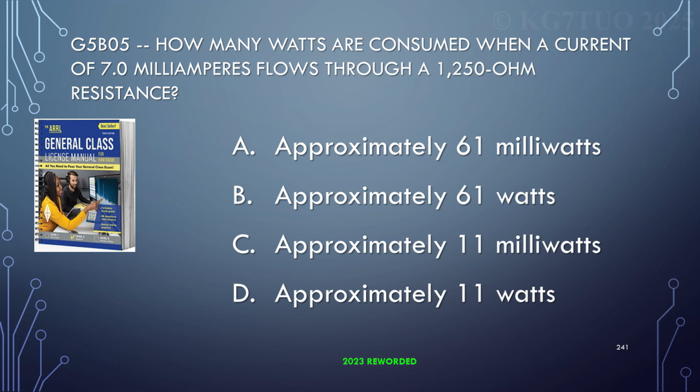Okay, how many watts are consumed when a current of 7 milliamps flows through a 1,250 ohm resistance? You're just ready to go do the math, aren't you? Well, you could do this problem just with Watt's law and Ohm's law. Yes, you could. Okay, so what's the answer?